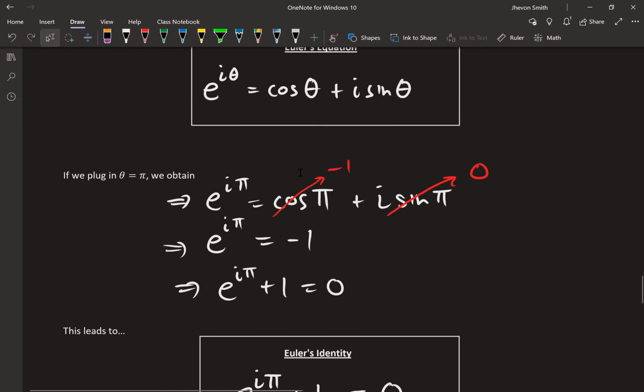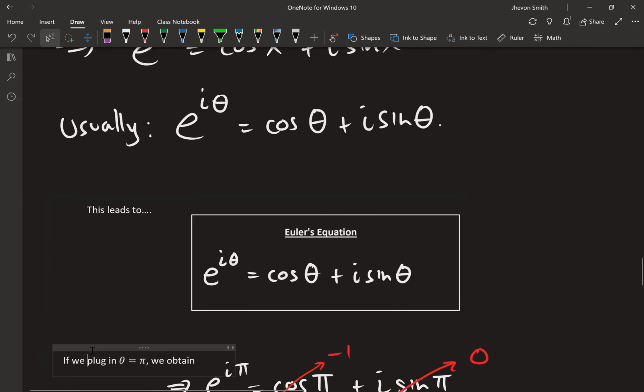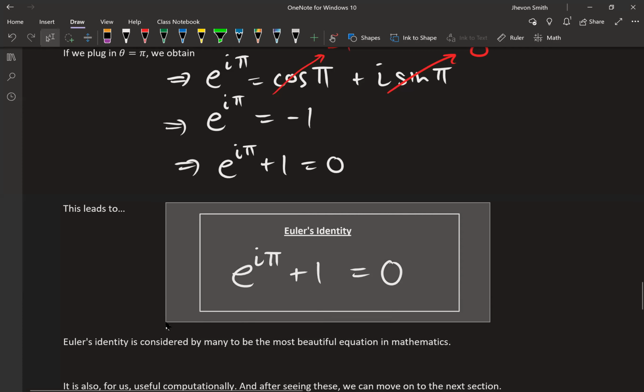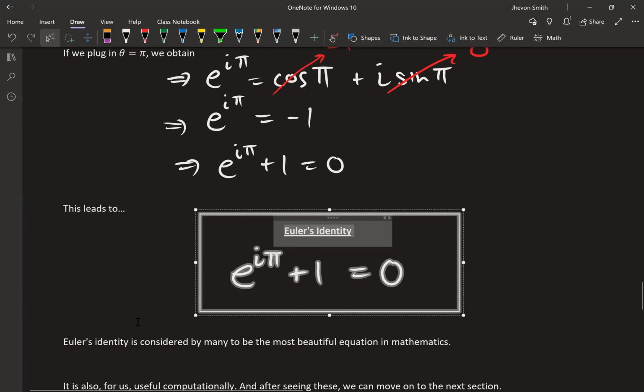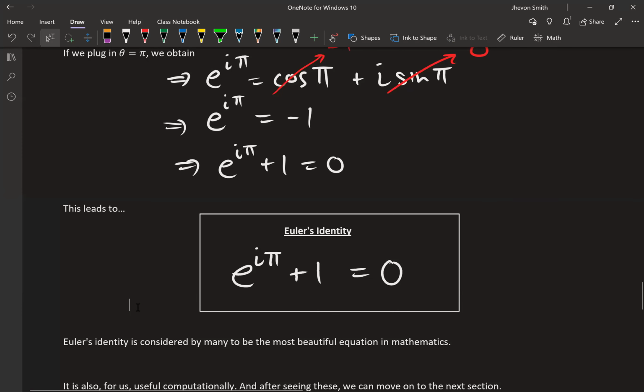So this is the guy that you guys really need to know. You should know it. That's called Euler's identity. All right.